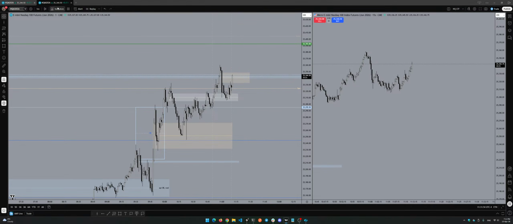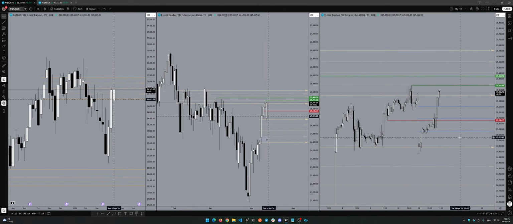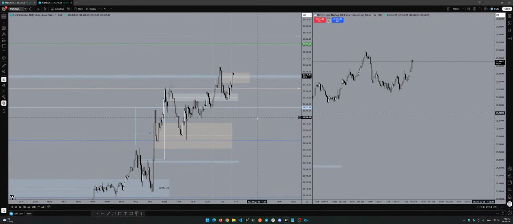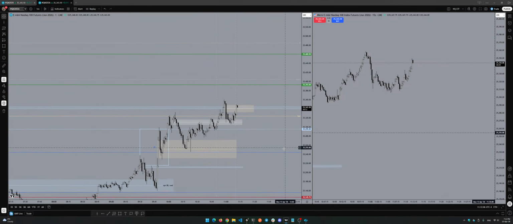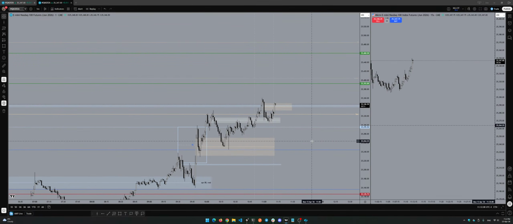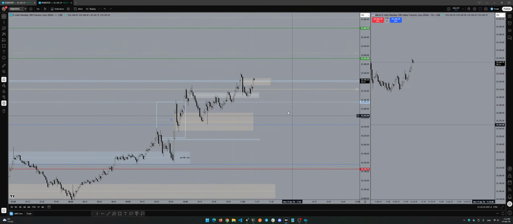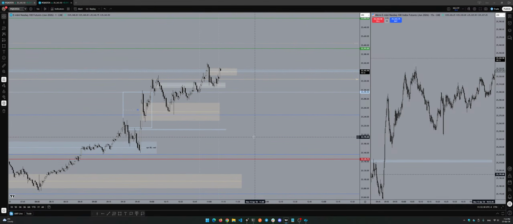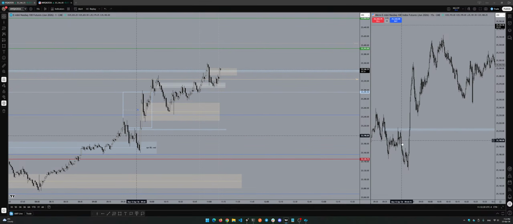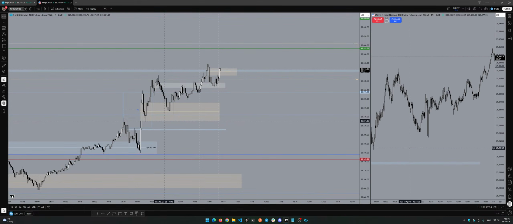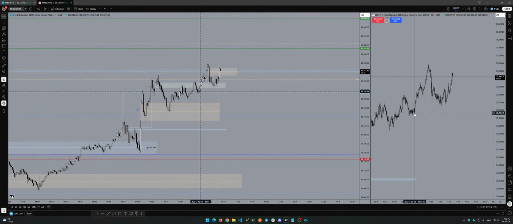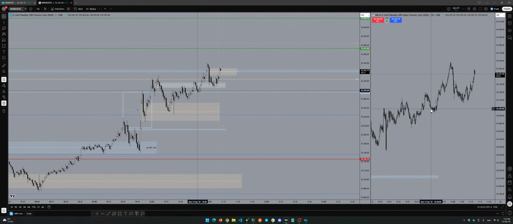If it goes up now, I probably shouldn't look for longs. It moved quite much already. There was this tiny short here. And maybe there was a long here.